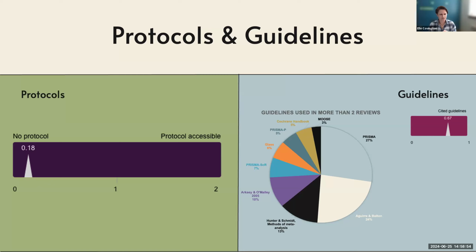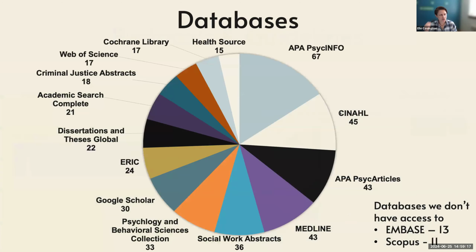And then Arksey and O'Malley is the seminal work for scoping reviews. There were a lot of those as well. And then that Aguirre and Bolton, that big white chunk down there towards the bottom, that is that seminal paper for the QIMS, for the qualitative interpretive metasynthesis. And so they did very well at citing those. And I think there's a lot of reasons involved, being that those researchers are still at our institution. So very interesting with that.